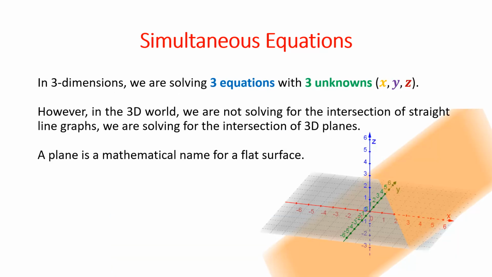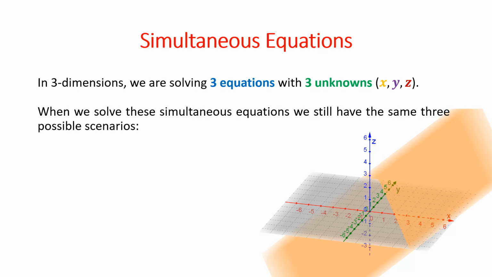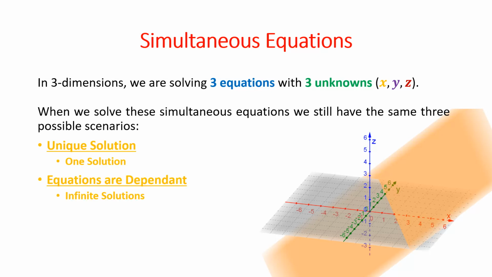Now in the 3D world, we're not solving for the intersection of straight line graphs. We're actually solving for the intersection of 3-dimensional planes. A plane is just a mathematical name for a flat surface. When we solve simultaneous equations in the 3D world, we still have the same 3 possible scenarios. A unique solution, equations could be dependent, or equations could be inconsistent.